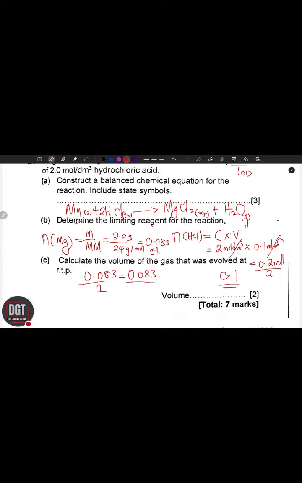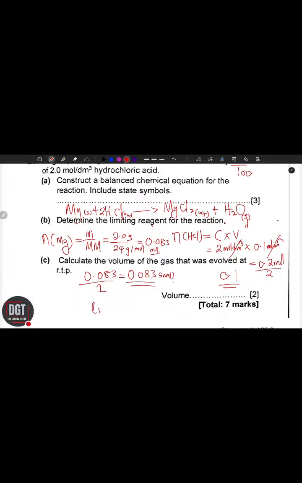Now, after you've done that, the one with less number of moles is the limiting reagent. The one with less number of moles is the limiting reagent. Okay? So now, Pili, which one is small? 0.08 and 0.1. Which one is small? Because to me, this one is the one that is small.